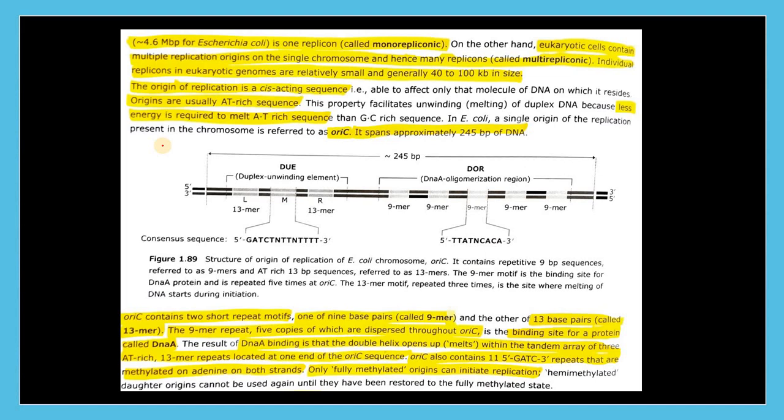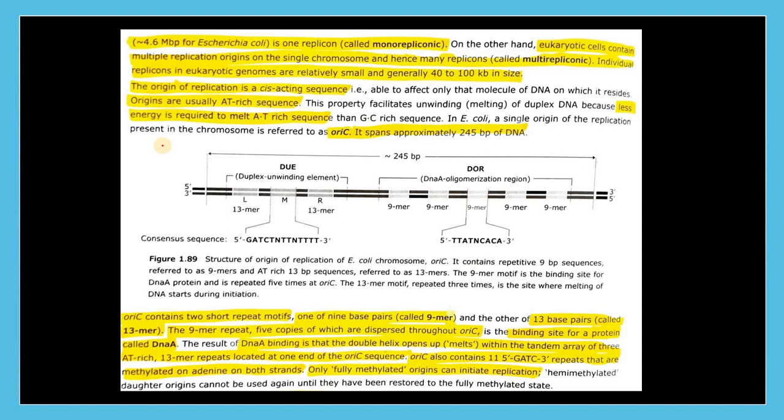replicon, that is, monorepliconic. On the other hand, when we talk about eukaryotic cells, they contain multiple replication origins on a single chromosome, and hence they have many replicons. They are multi-repliconic. That's the major difference. Now, individual replicons of the eukaryotic genome are relatively small. When we compare them with the prokaryotic replicon, they are smaller, and generally they are about 40 to 100 kb in size.